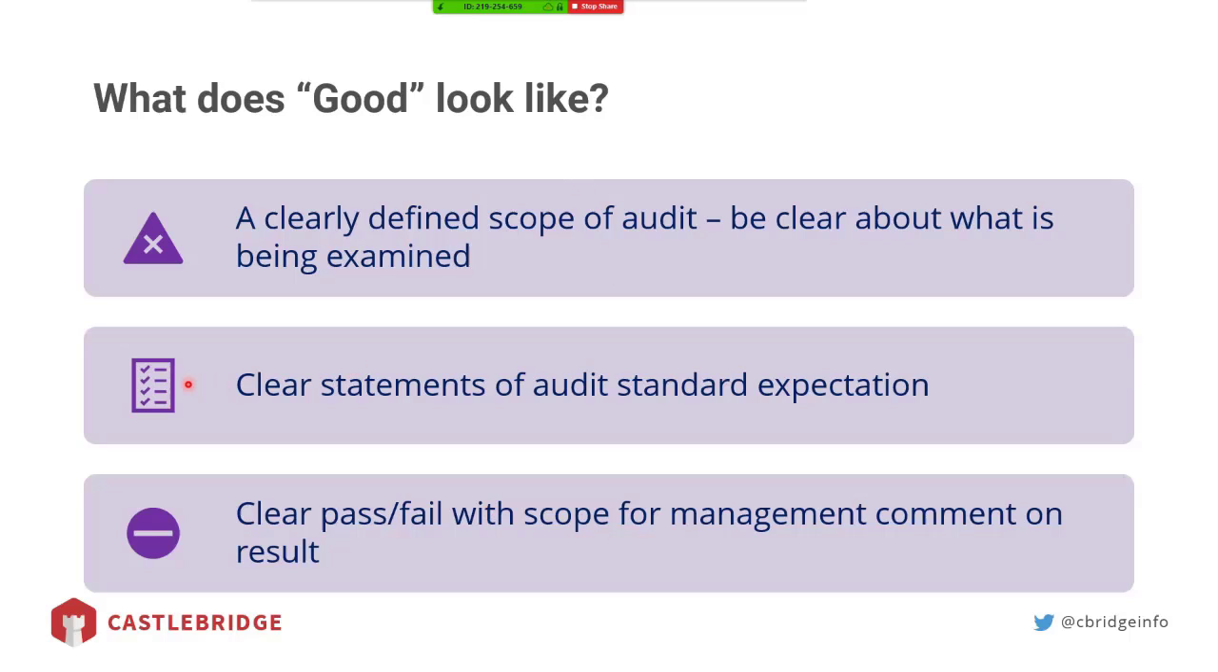As part of the scoping of the audit, there need to be clear statements of what standard is being expected. There needs to be a functional statement of the standard, and again, the pass-fail criteria need to be clearly defined. What constitutes an acceptable level within the standard? Is it the existence of a document? Is it the existence of people having been trained?